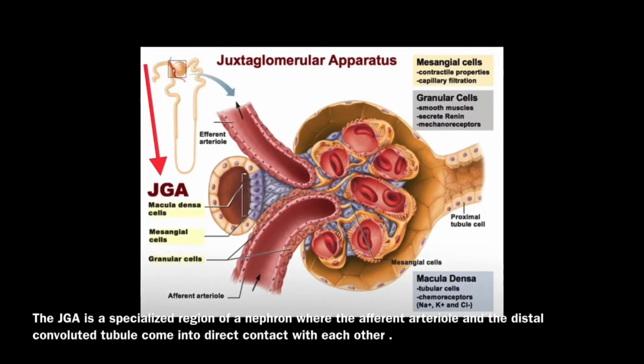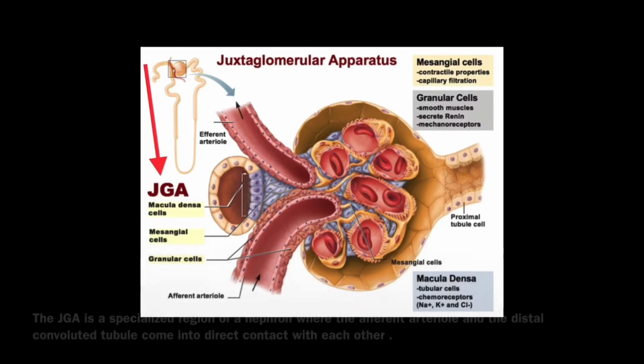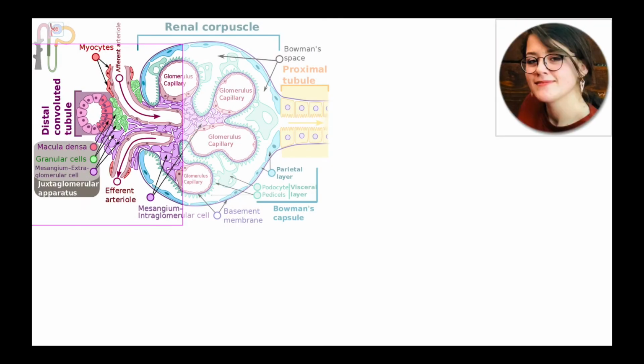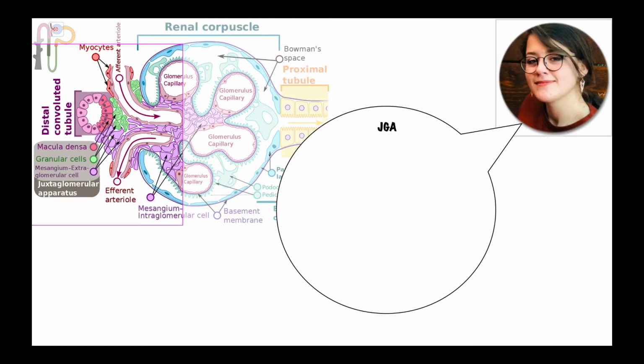The juxtaglomerular apparatus is a specialized region of a nephron where the efferent arteriole and the distal convoluted tubule come into direct contact with each other. The juxtaglomerular apparatus is composed of three types of cells: juxtaglomerular cells, macula densa cells, and mesangial cells.